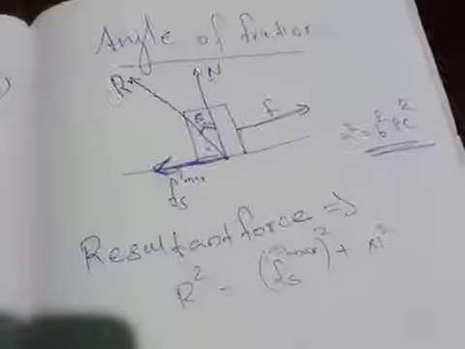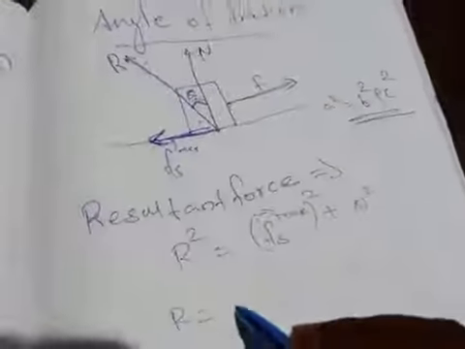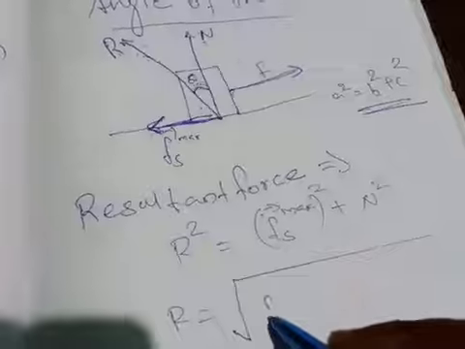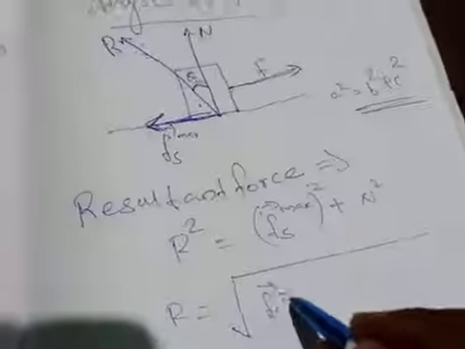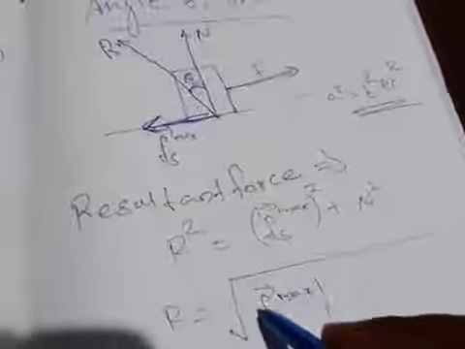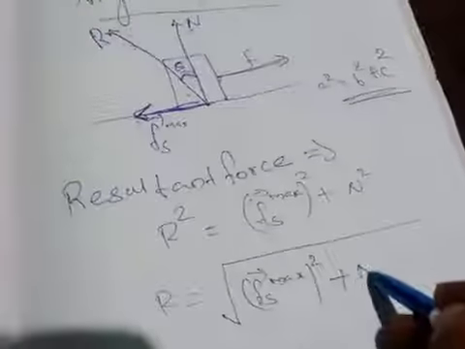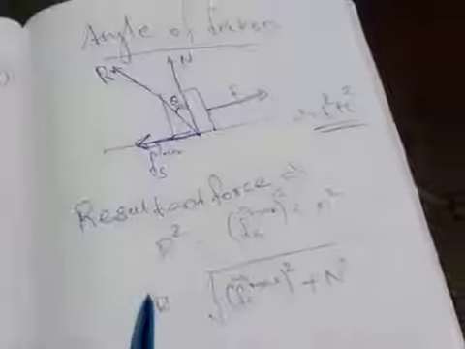Now R is equal to what you can write? Root of Fs maximum square plus N square. So I have taken the square that side, that's what it comes as a square root.